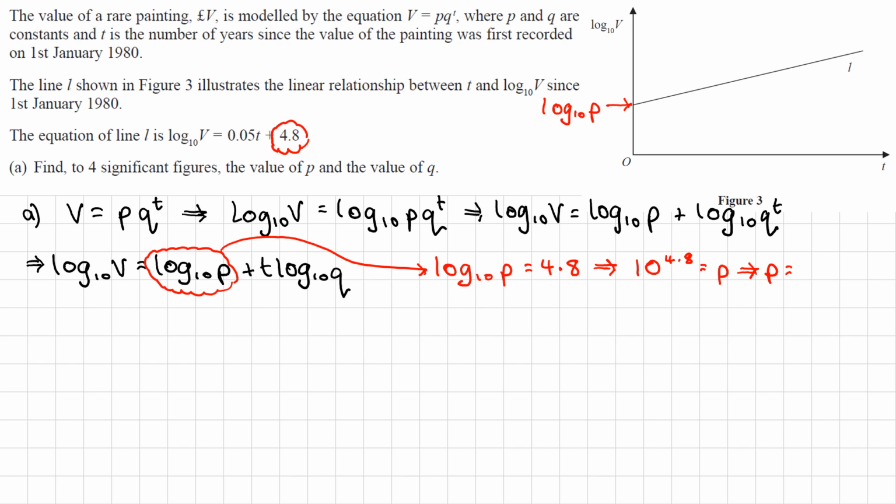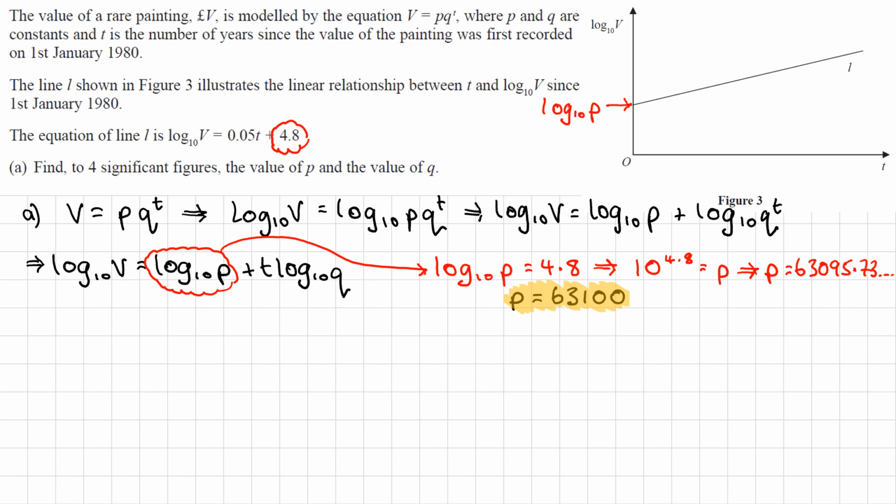We get 63,095.7344, and it carries on like that. It wants an answer to four significant figures, sorry. So to four significant figures, that will be 63,100.